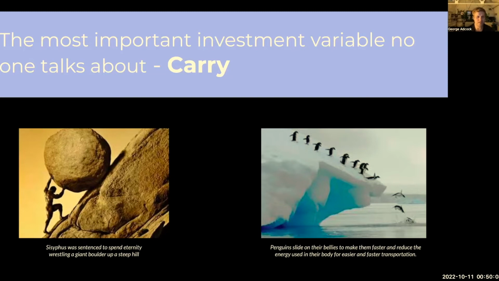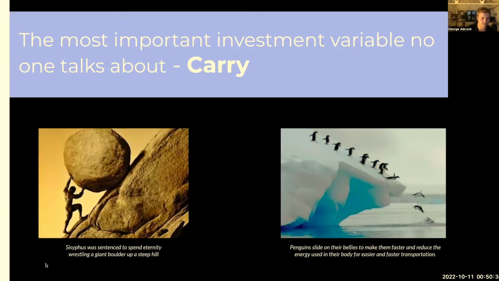And I've illustrated it with some pretty terrible graphics here. You've got Sisyphus on the left. Sisyphus was a Greek mythology leader who Zeus banished to having to push a rock up a hill for his whole life. This is basically the analogy of fighting carry. And on the side, we've got some pretty cool penguins sliding down a hill. The penguins are basically using the slope and carry to their advantage. And we'll talk about what this is, what it means, and how it applies to you.